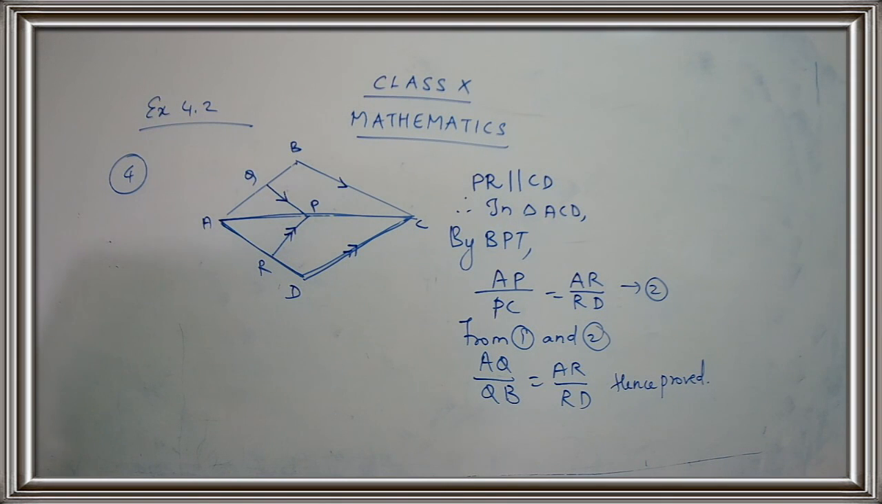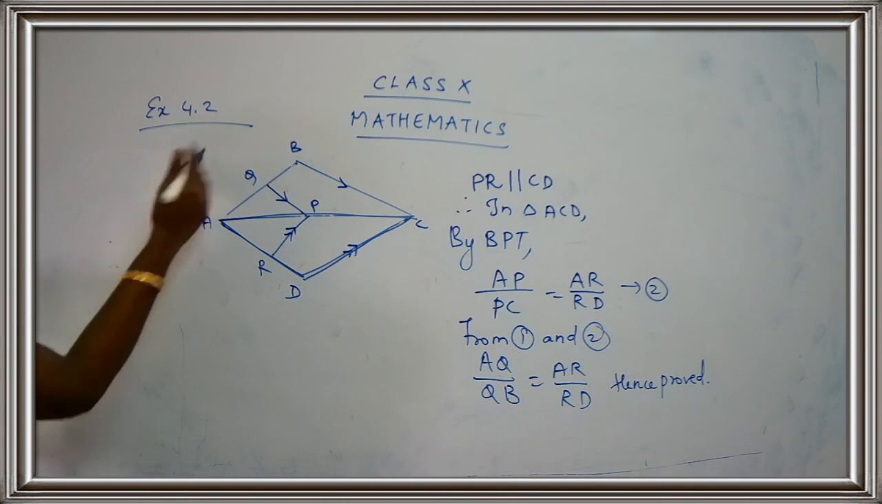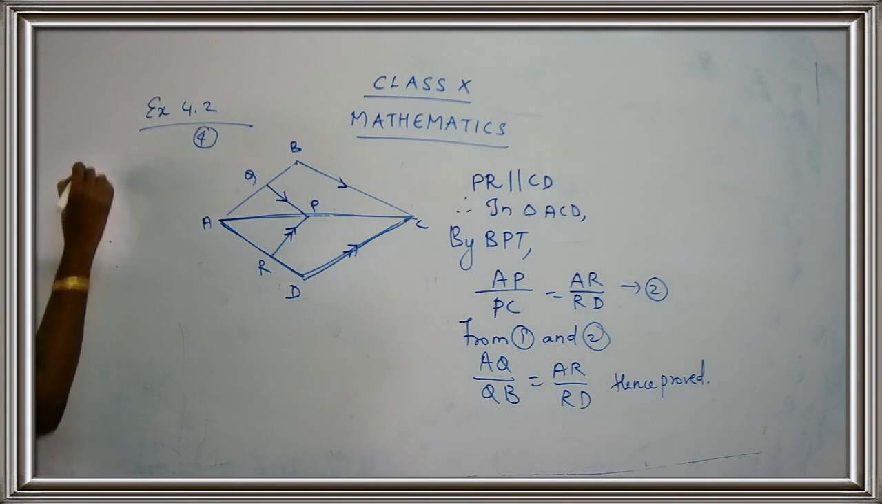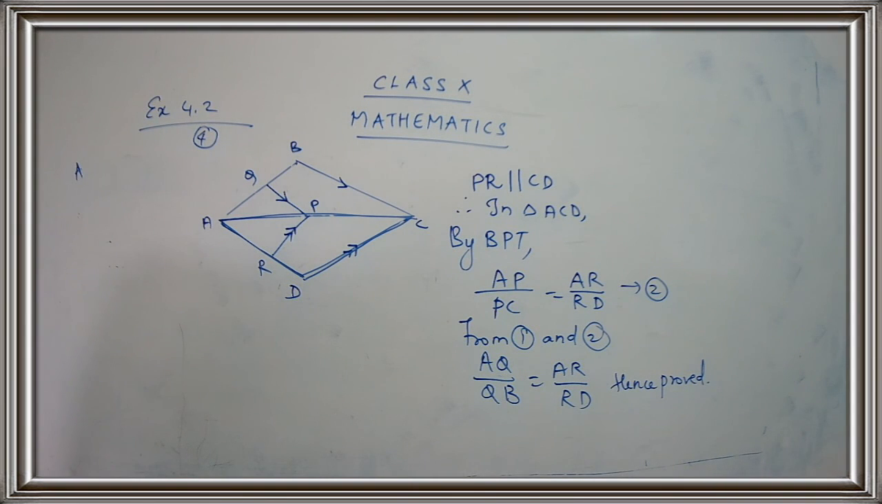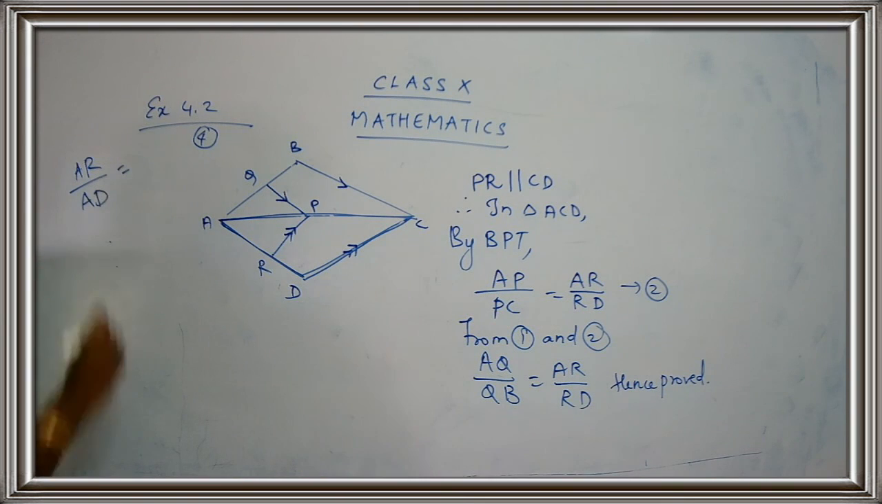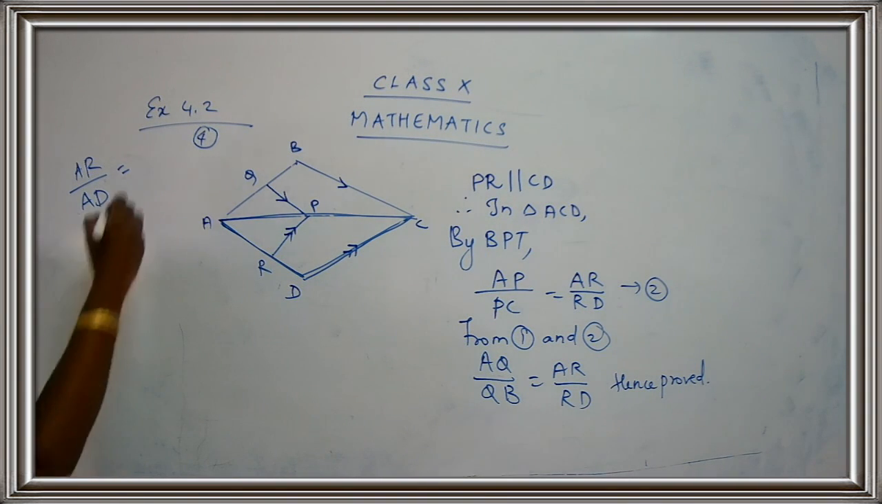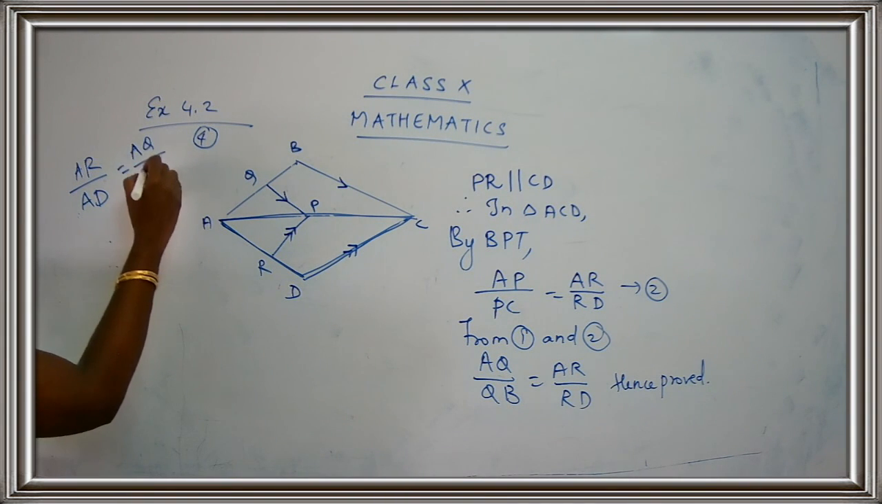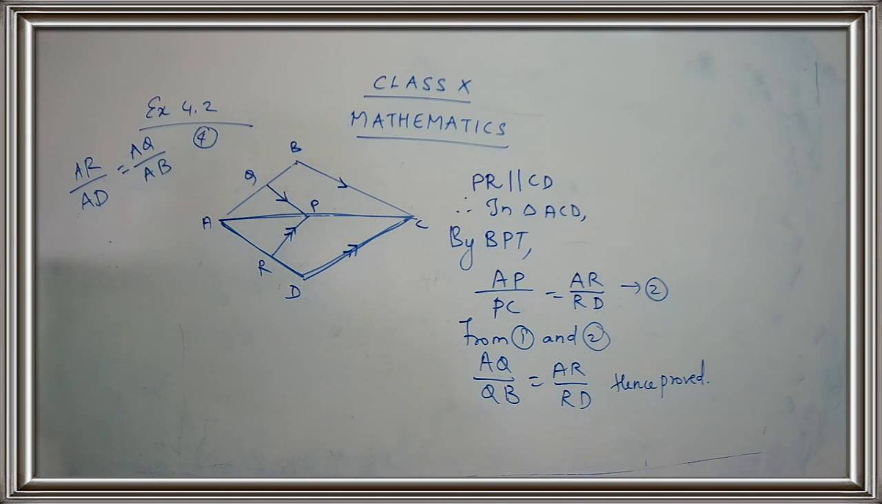So now what is the thing that is left out? I'll just write down for my reference. Okay children, do not write this part. So we have to show AR upon AD is equal to AQ upon AB. This is what I have to find out. AR upon AD is equal to AQ upon AB.